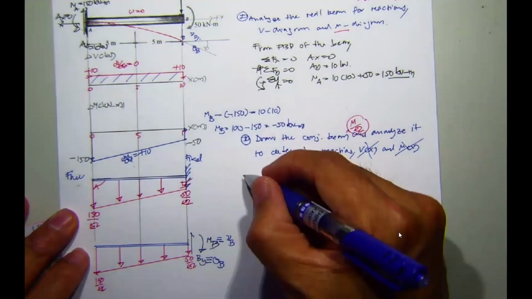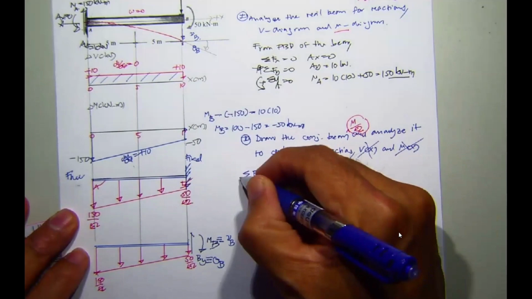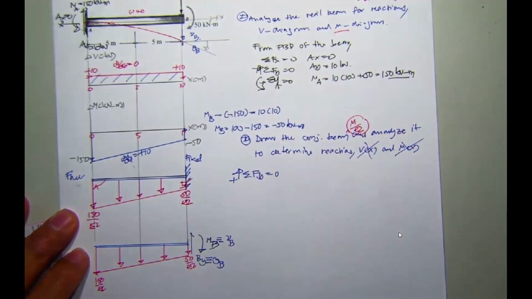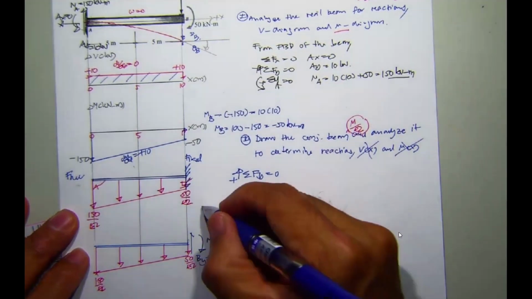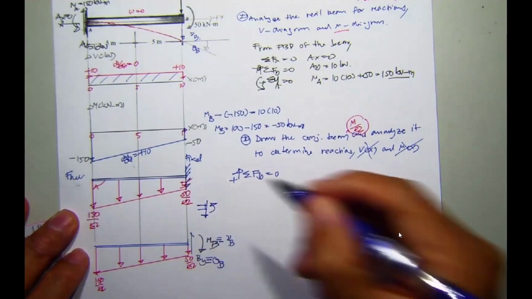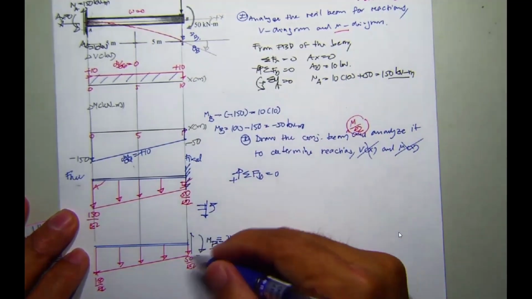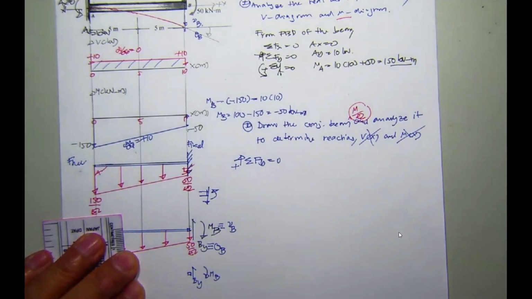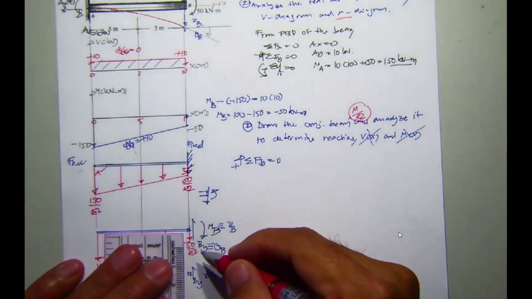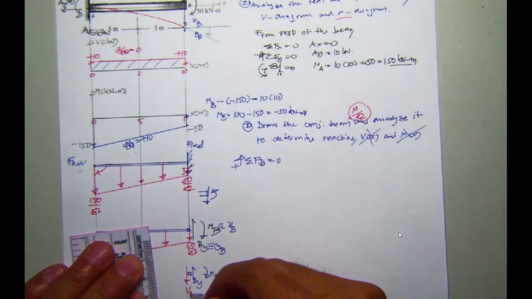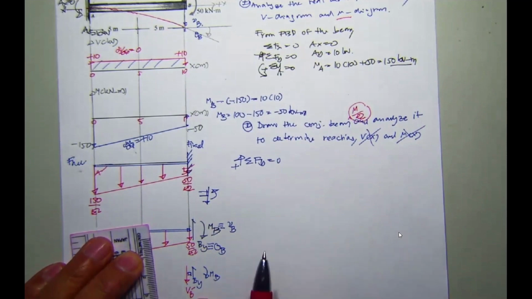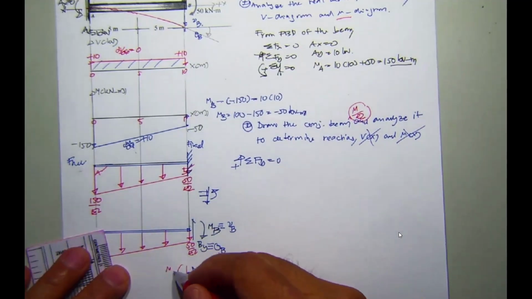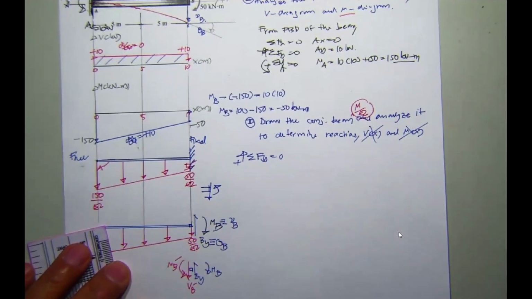Now, following this one, summation F sub Y equal to 0, upward is positive. You may use the sign convention also. If you cut it over here, you will get this one to be B sub Y and this one to be M sub B. Then the internal force over here, you will have V sub B prime, and this is also going to be your M sub B prime. The value is going to be the same, only the direction changes. So don't worry.